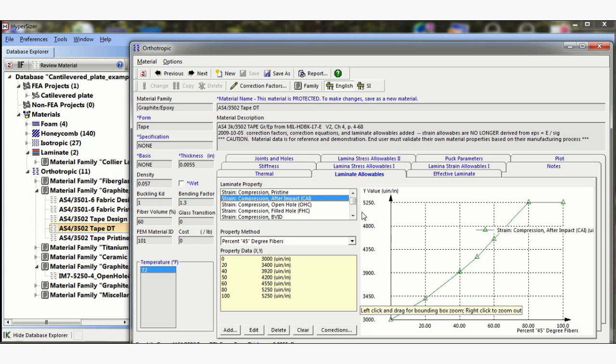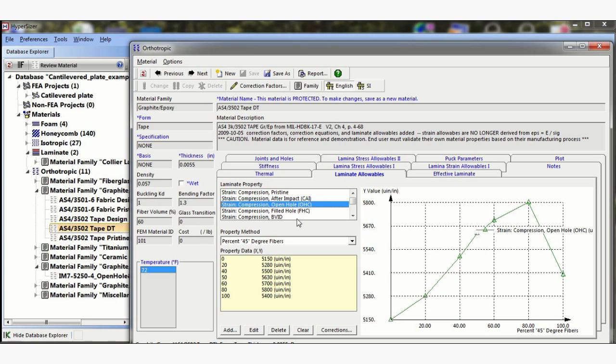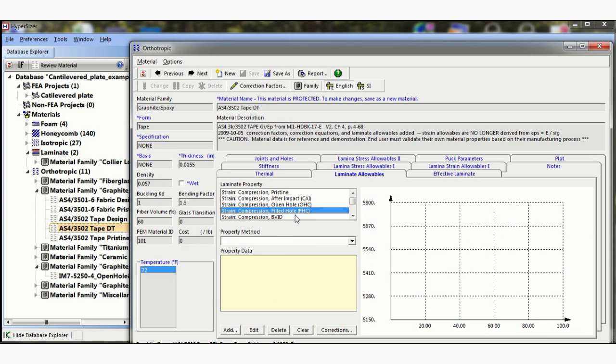And so if you look, Collier's only put one temperature in here. You'd have allowables for all the different temperatures. But if you look through the list of what we have here, we have compression, CAI, compression after impact, open hole compression, filled hole compression, and BBID. This is to accommodate most corporations and how they do things. Not all companies use all of these graphs.